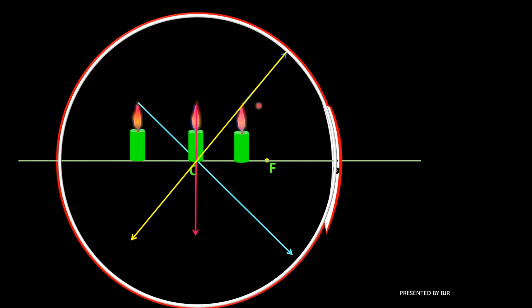Now I don't want to draw this reflected ray totally. I will just draw the reflected ray from this point, the tip of the candle. That's all. So all these are the reflected rays only. So in drawing the ray diagrams, I will draw the second reflected ray directly from the tip of the candle, and the reflected ray passes through the center of curvature. Okay.